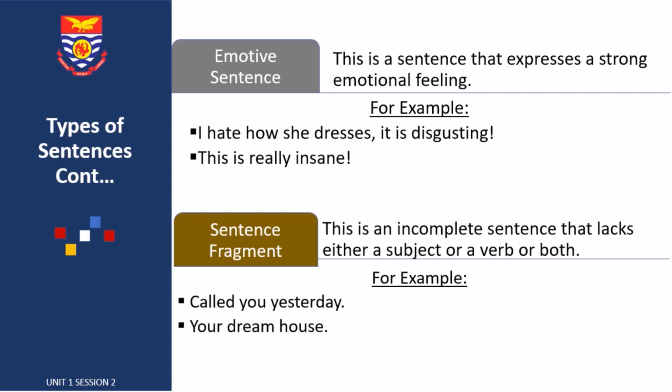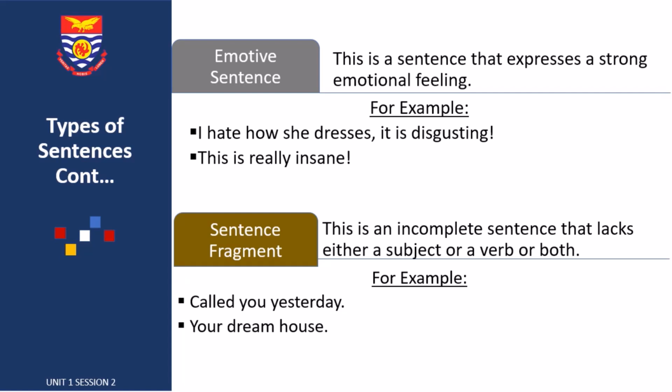Now we have emotive sentences. This is a sentence that expresses a strong emotional feeling. I hate how she dresses. It's disgusting. This is really insane. And these are emotive expressions. They come with a certain level of feeling.